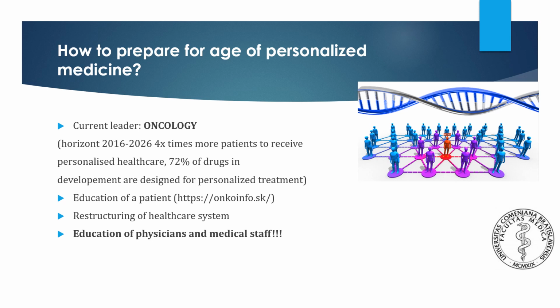So in the end, the relevant question would be how to prepare for the age of personalized medicine. Well, this age already started in oncology, where there is really a horizon where we can see that from 2016 to 2026 there will be 3 times more patients in the world receiving personalized healthcare, and pharma is not stagnating in this field either. 72% of new drugs in development or in clinical trials are already designed for personalized healthcare.